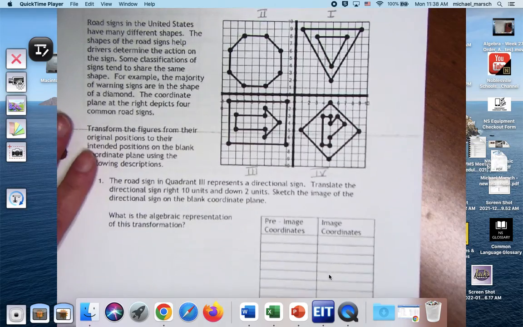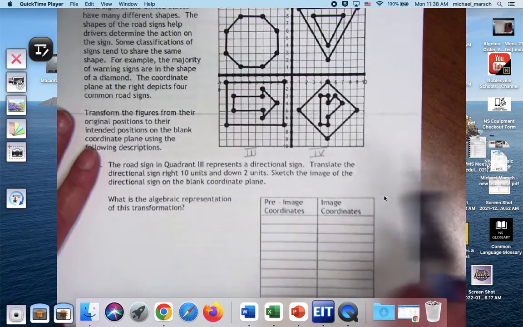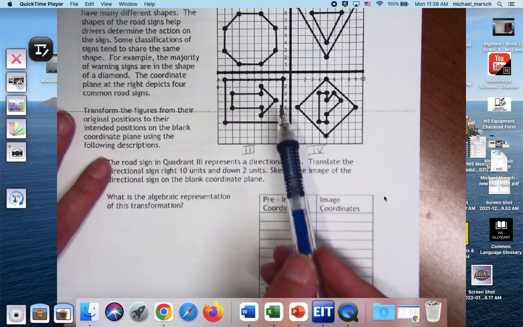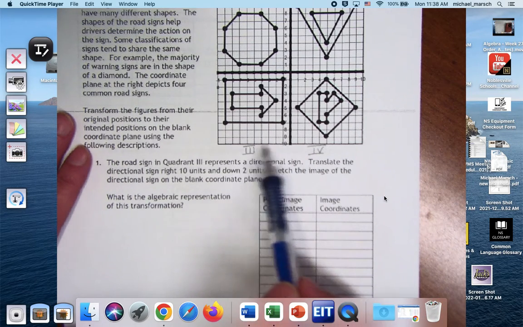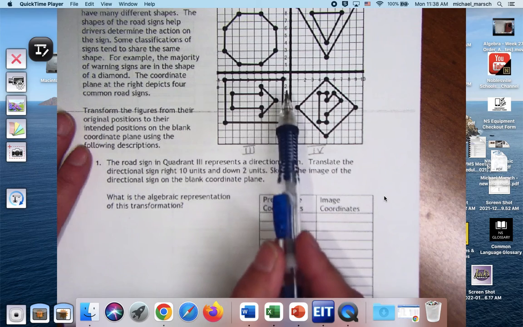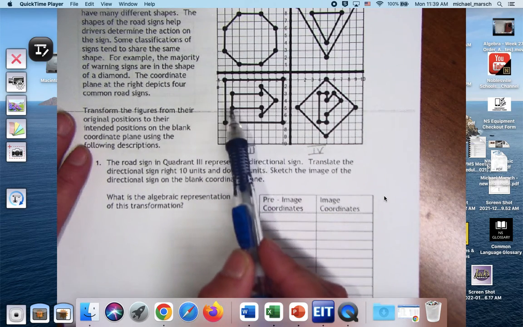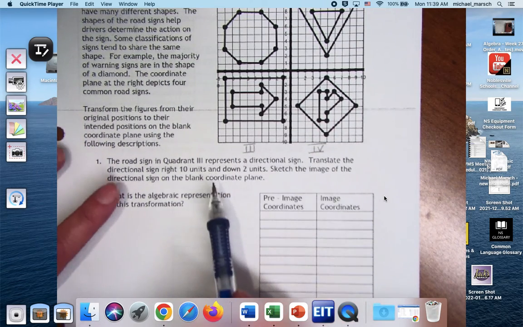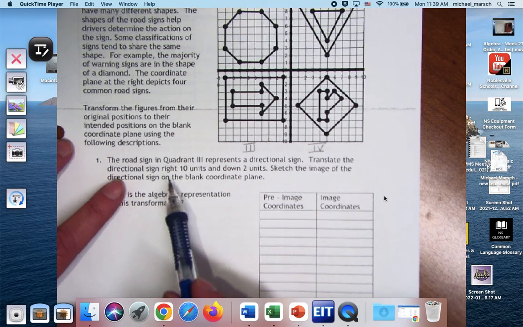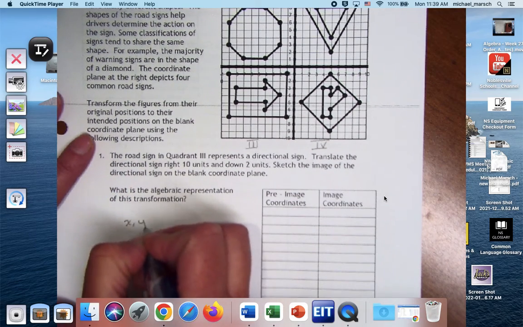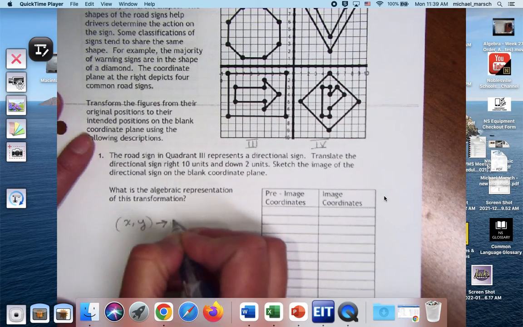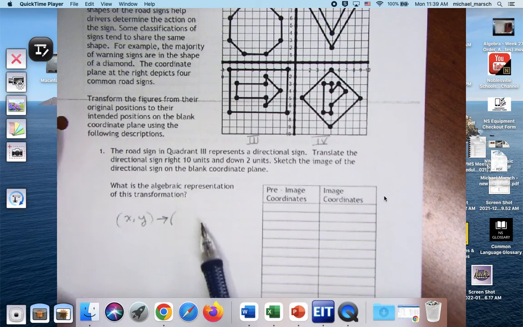Okay, so we're going to start out with our pre-image. So we look here at quadrant 3, and we have a rectangle with an arrow inside. So they want us to translate it to the right 10 and down 2. So if my ordered pair starts out as x, y, what will I do to each x value? I'm going to the right 10.